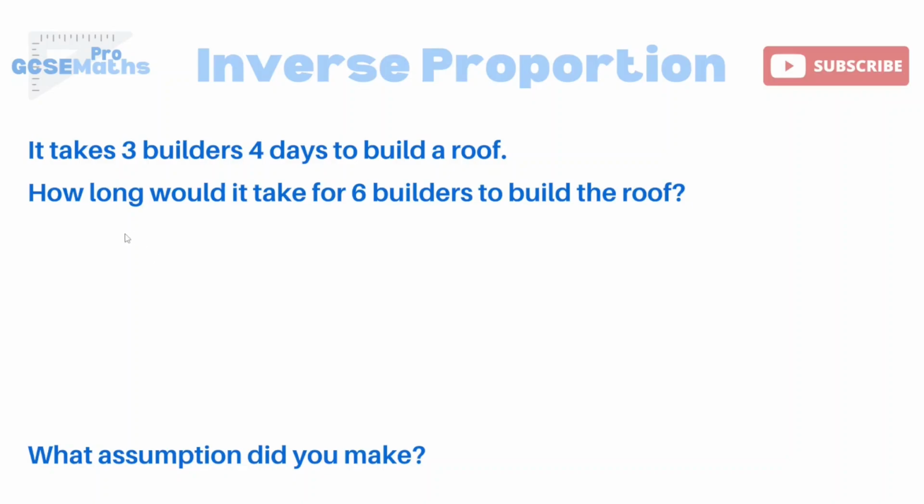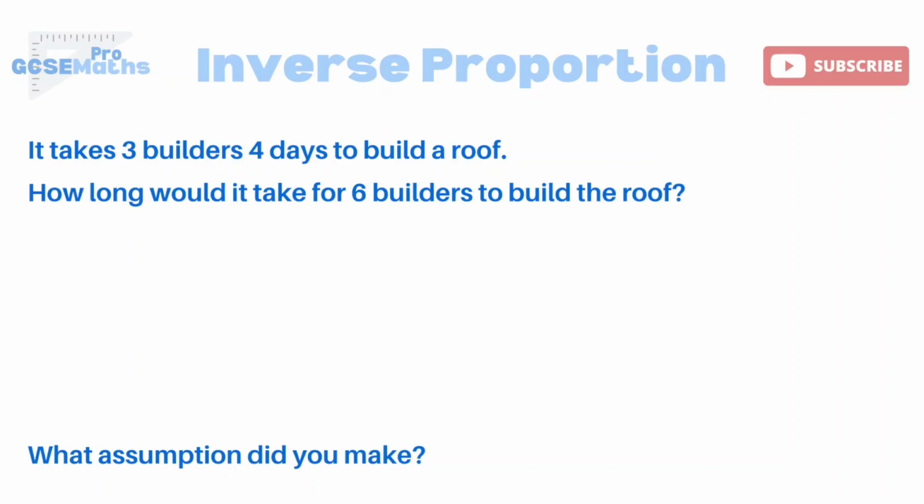For example, it takes 3 builders 4 days to build a roof. How long would it take for 6 builders to build the roof? Our immediate thought is, well, 3 builders and then 6 builders, that's double the amount of builders, so then it's just 8 days, right? I feel like a lot of us fall into that trap. We go, right, I've timesed the builders by 2, so I'll just times the days by 2.